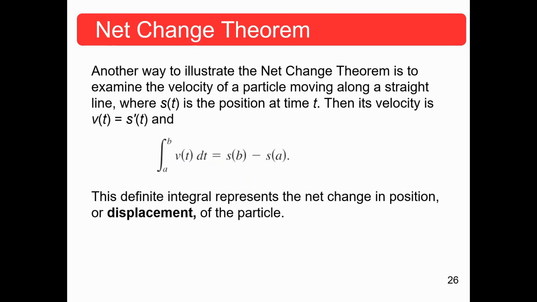Now another way to illustrate the net change theorem is to examine the velocity of a particle moving along a straight line, because we know that velocity is the first derivative of position, right? So if we have a velocity function, then I know that's just the difference in its position at the end minus its position at the beginning. This represents what's called displacement, okay? So, think about this. We know the velocity. If we integrate it, we'll get the antiderivative, which would take us back to the position, right? So we're talking about the difference in how far it went, basically, or displacement.